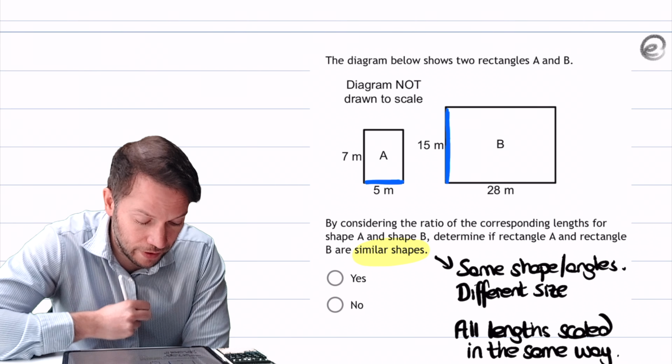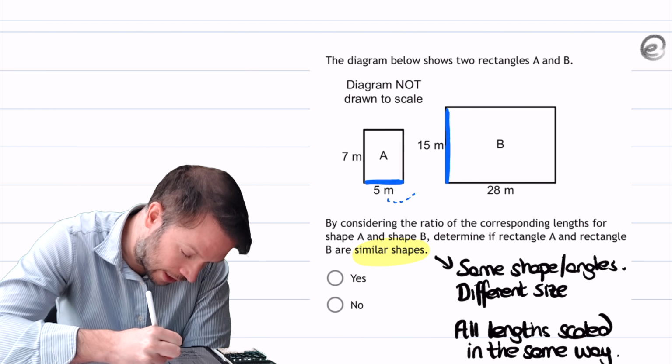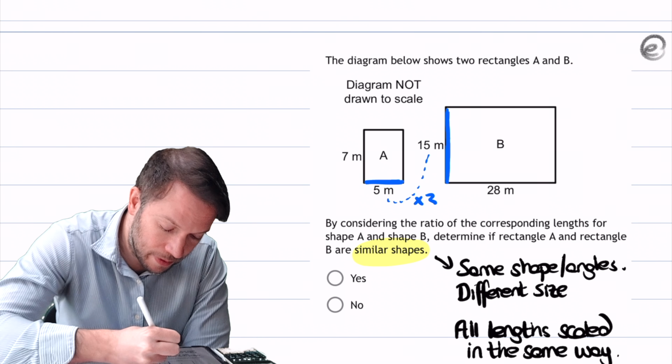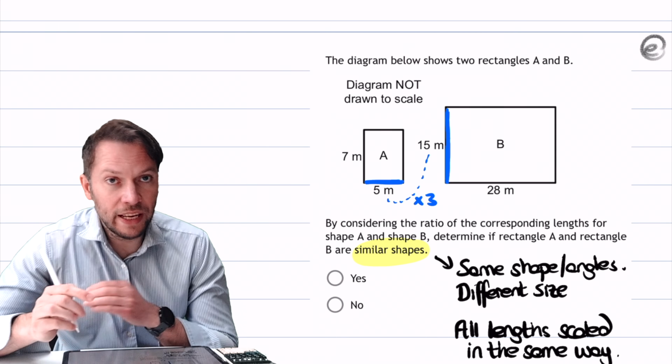So let's find this scale factor between the blue lengths. We can see from the 5 to the 15, it's getting 3 times bigger. So we just do the 15 divided by the 5, the second number divided by the first. So the scale factor is 3.